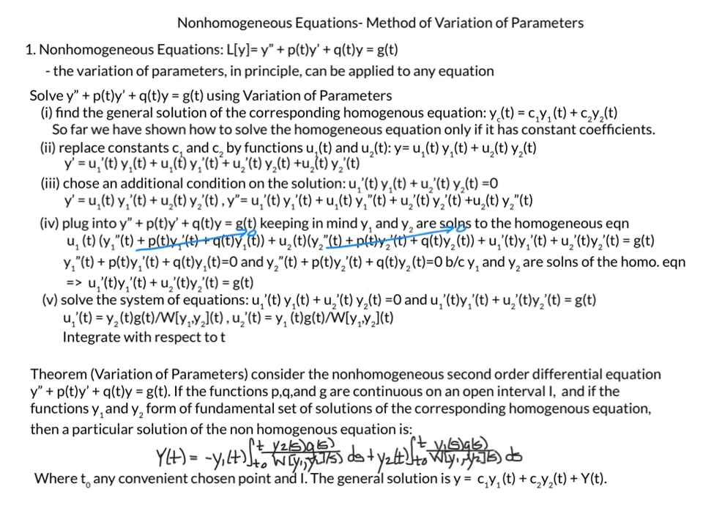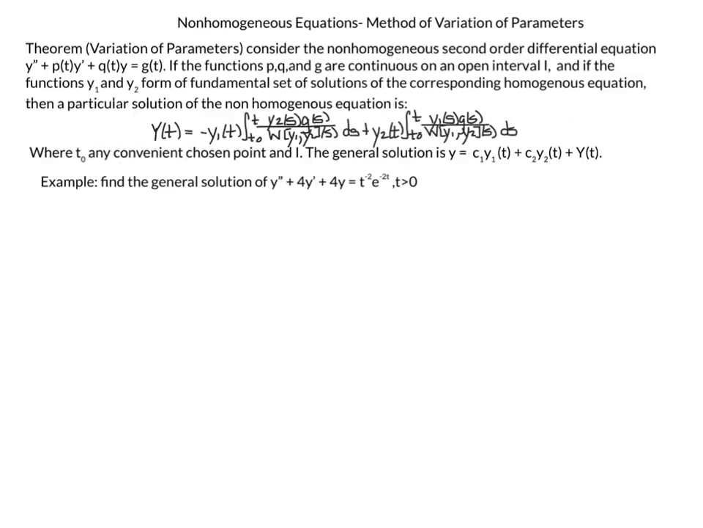And I said we would do this both ways, both by doing all the steps of the variation of parameters, as well as using this straightforward formula. And in this case, the formula is actually relatively quick. Here is the same problem: y double prime plus 4y prime plus 4y is equal to t to the negative 2 e to the minus 2t. And here is my formula.